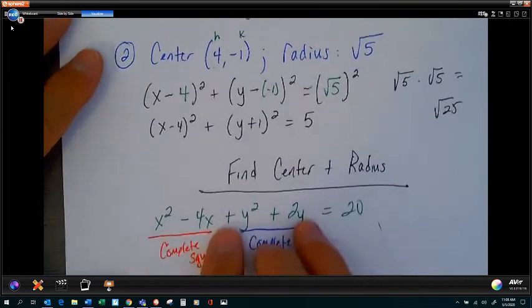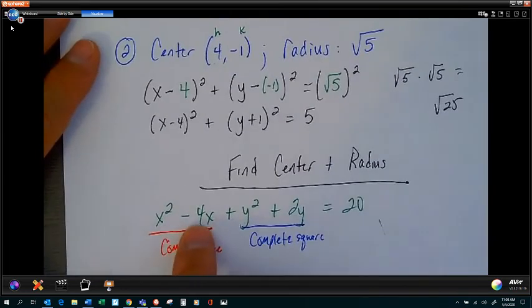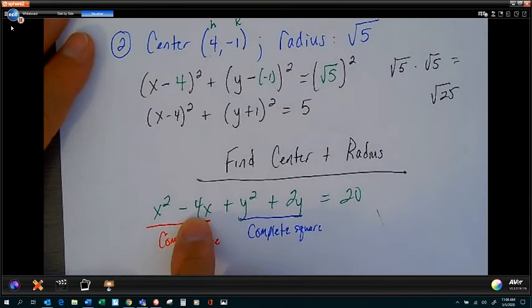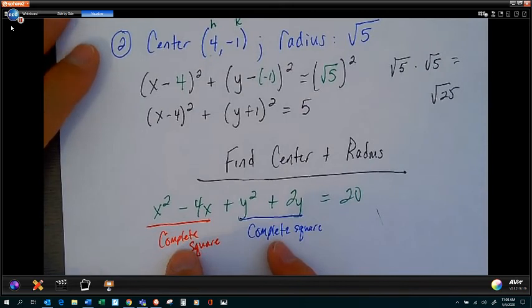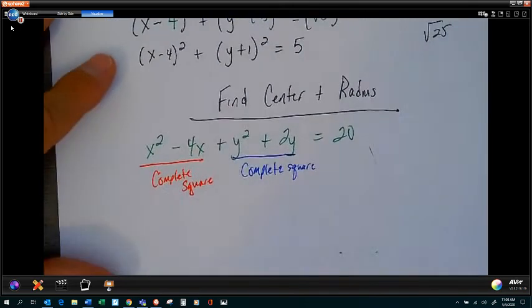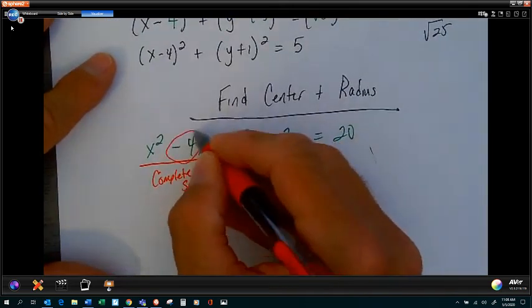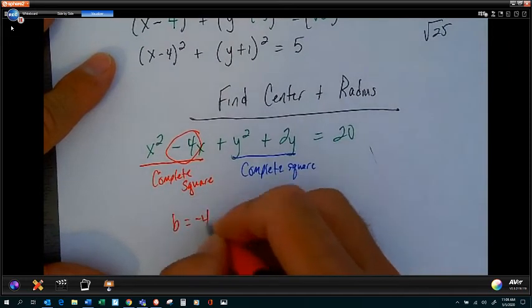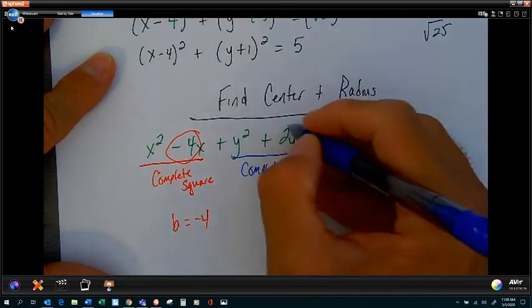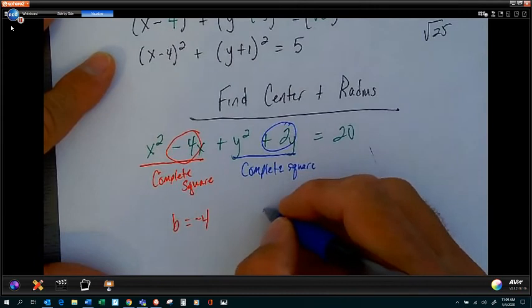So we took the equation. So now we have to create a quadratic equation to where it becomes a perfect square so that we can extract the circle. And we do that by completing the square. We need to identify our b values. The b value here is going to be a negative 4. And the b value here is going to be a positive 2.